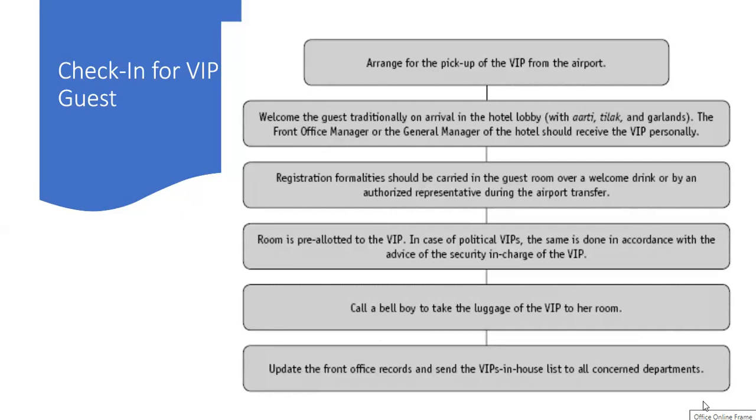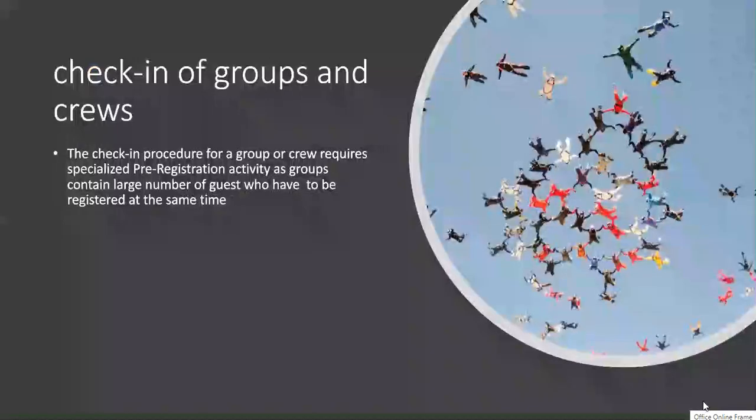Registration formalities should be carried out in the guest room over a welcome drink or by an authorized representative during the airport transfer. Room is pre-allotted to the VIP. In case of a political VIP, the same is done in accordance with the advice of the security in charge of the VIP. We call a bellboy to take the luggage of the VIP to their room. We update the front office record and send the VIP in-house list to all the concerned departments.